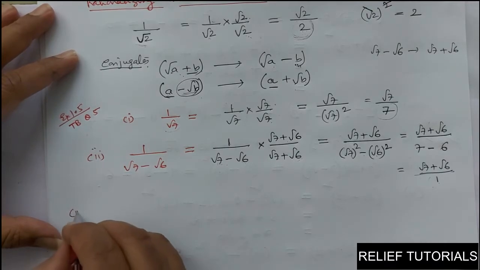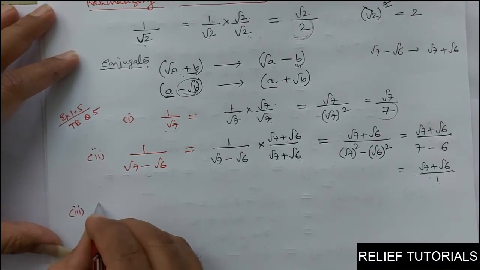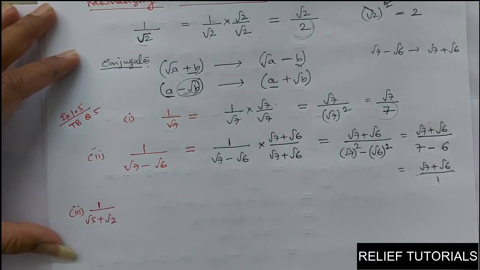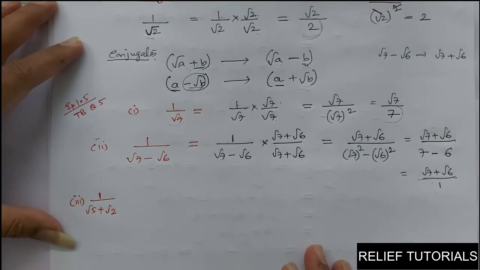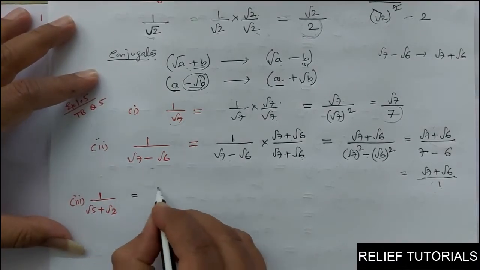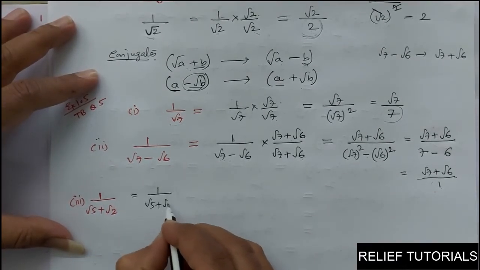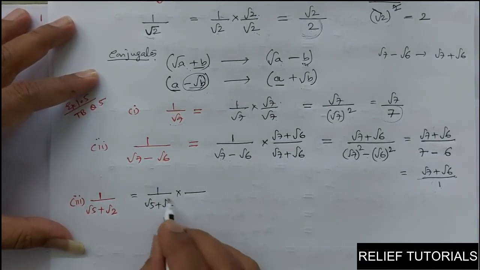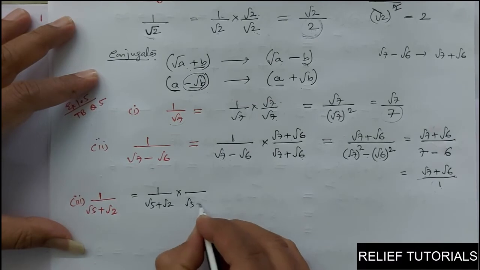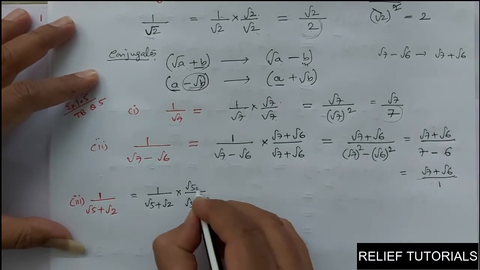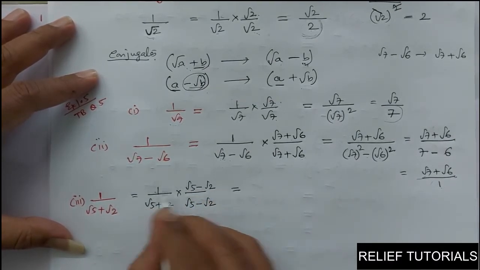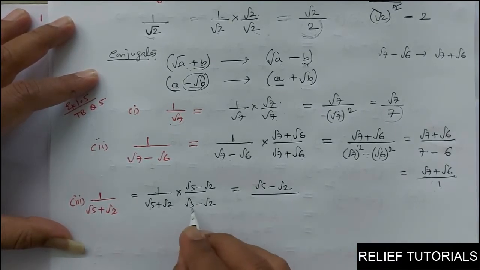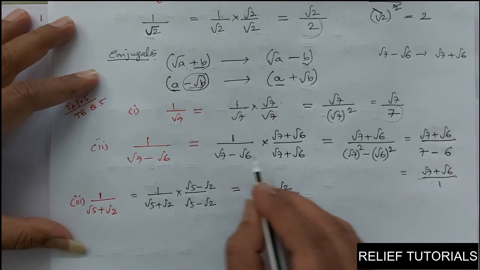Now we have the third: 1 upon root 5 plus root 2. So what will you do here? You will multiply numerator and denominator by the conjugate. So the conjugate of root 5 plus root 2 is root 5 minus root 2. Here also root 5 minus root 2. So now 1 into this, so you will get root 5 minus root 2 upon a plus b, a minus b. Like this way. A minus b, a plus b.